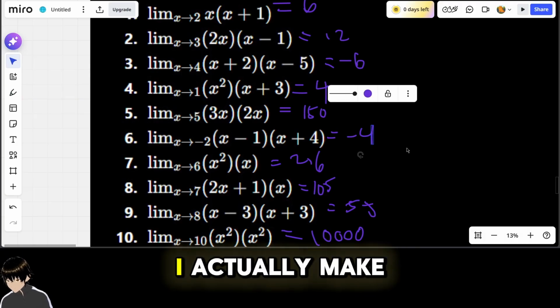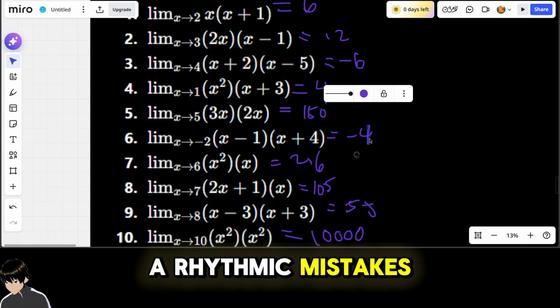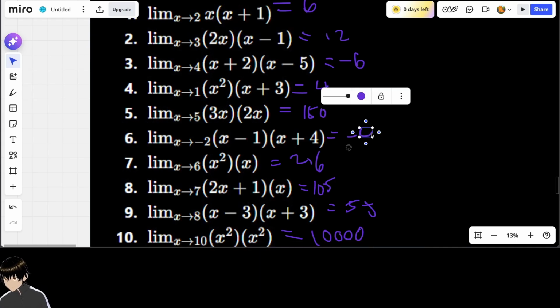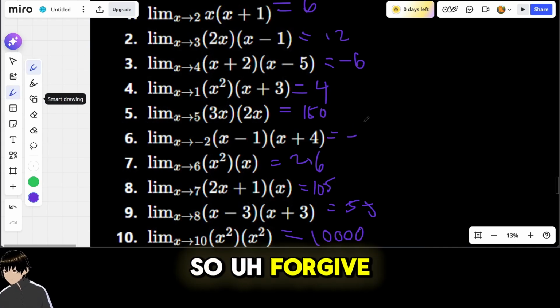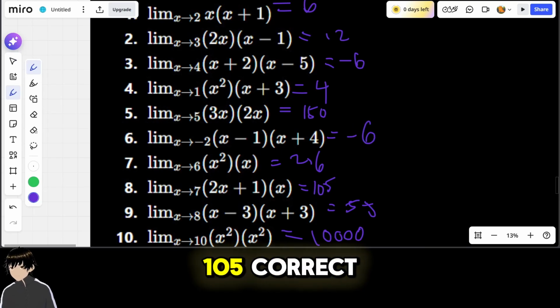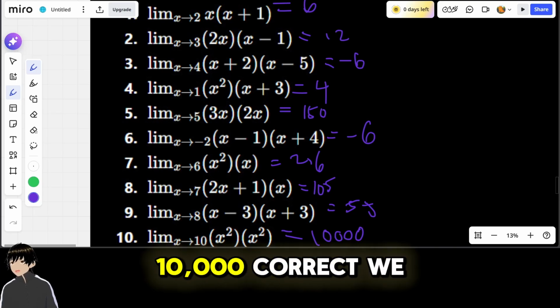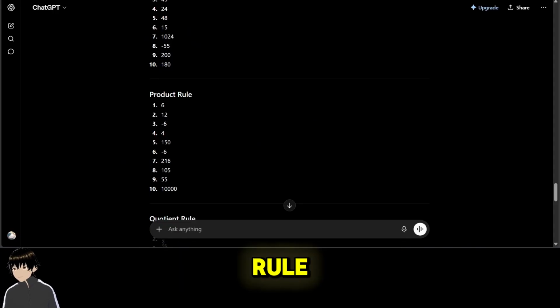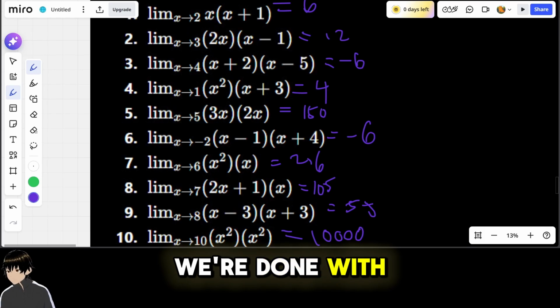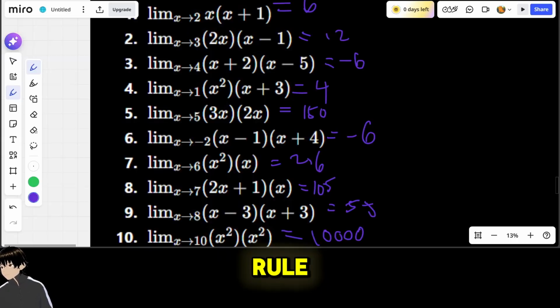You see what I'm talking about? I actually make a little bit of arithmetic mistakes from time to time, so forgive me for that. We got 216 correct, 105 correct, 55 correct, 10,000 correct. We got the product rule. Okay, so now we're done with the product rule. Let's go on to the next rule.